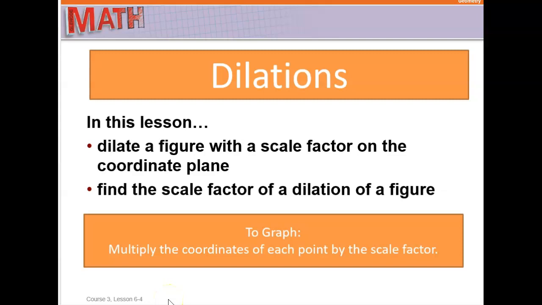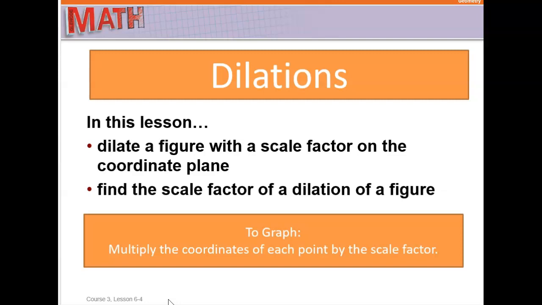This is our final transformation for this unit. Next, we will start applying multiple transformations to single objects. So in this lesson on dilations, we are going to learn to dilate a figure with a scale factor on the coordinate plane. We will also learn how to find the scale factor of a dilation of a figure.